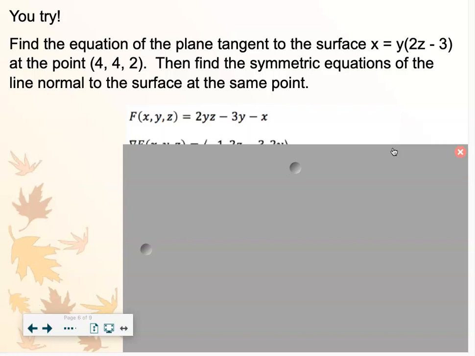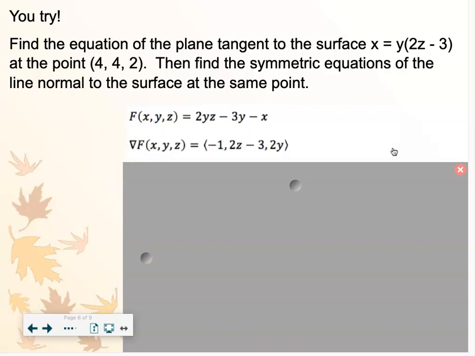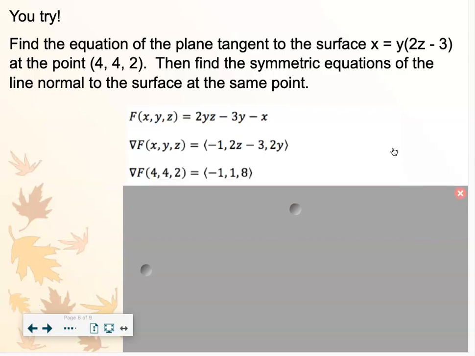So anyway, my partial x was negative 1. My partial y was 2z minus 3, and my partial z was 2y, which I'm seeing around on the boards, so that's good. Some with opposite signs from me, and that's fine. Okay, so then you plug in your numbers. So I had negative 1, 1, 8. If you had 1, negative 1, negative 8, that's fine. So we match. Everyone's got the same thing or a negative scalar of the same thing.